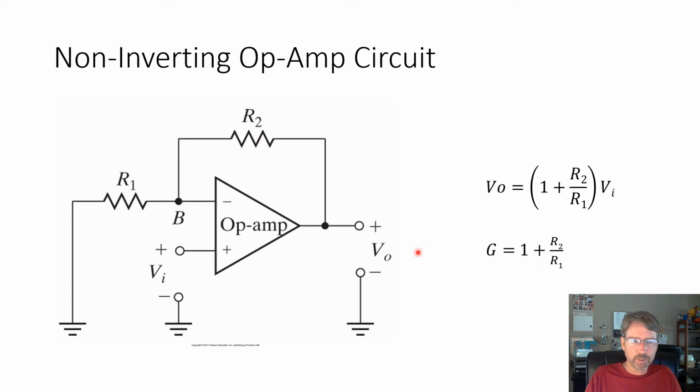You can't use this for reducing, but that's what we often use voltage dividers for, as we talked about earlier. So this is the most common in our instrumentation class. The non-inverting op amp circuit is kind of the baseline that we start with amplification.